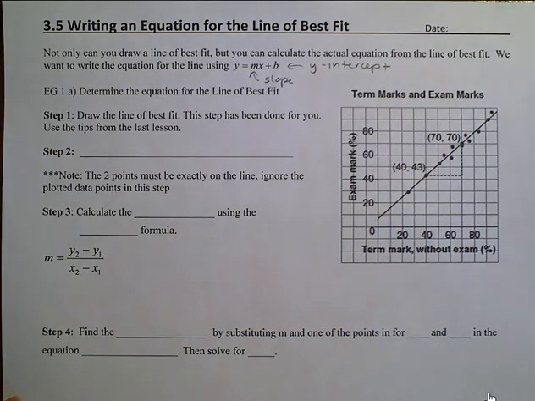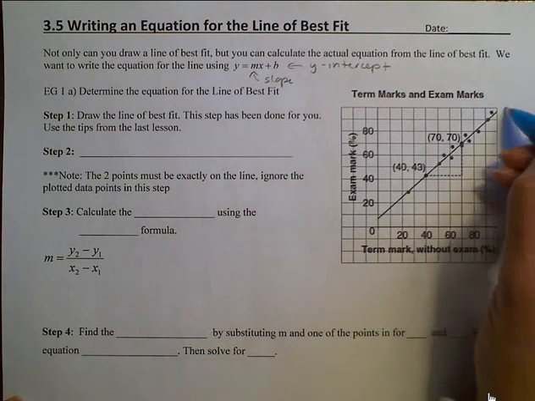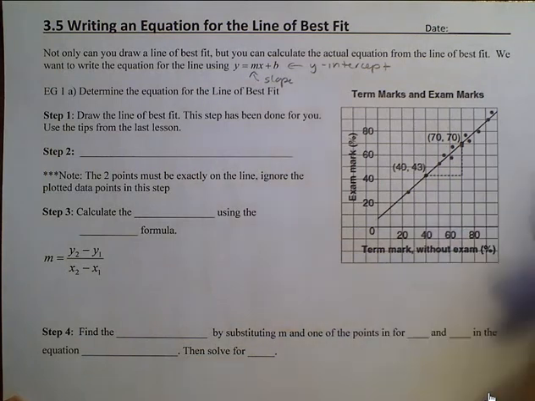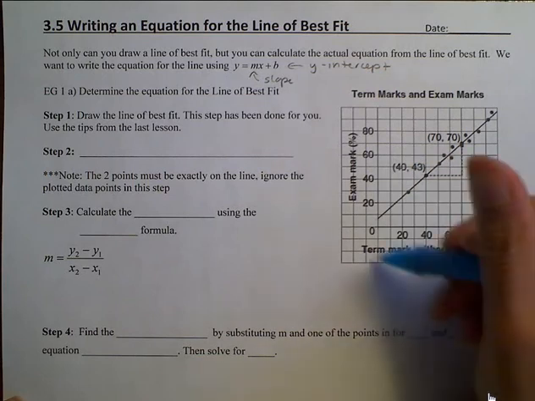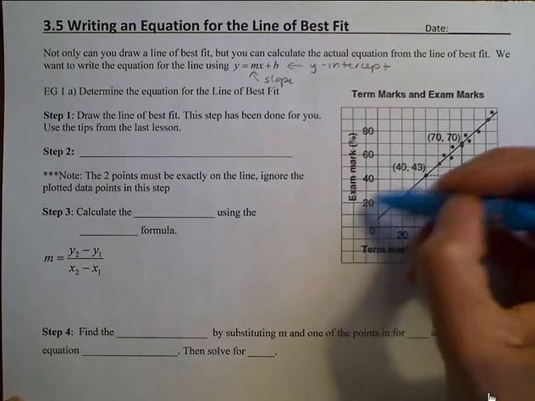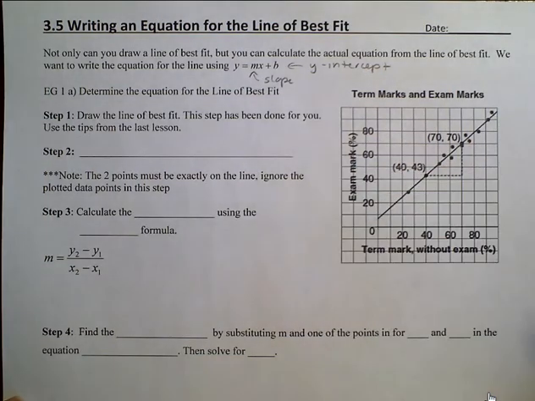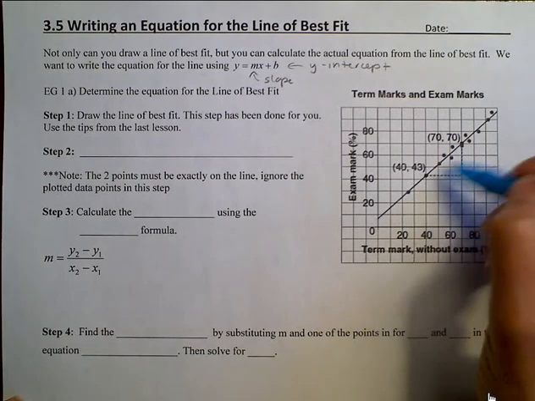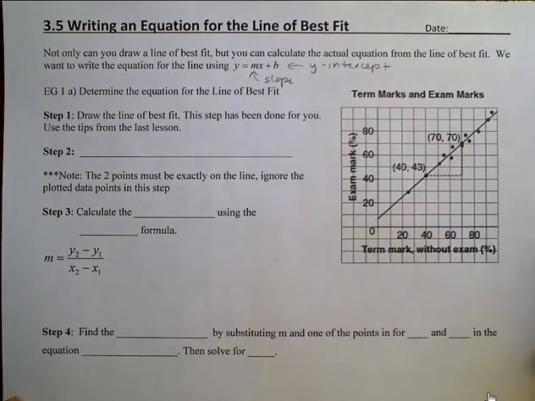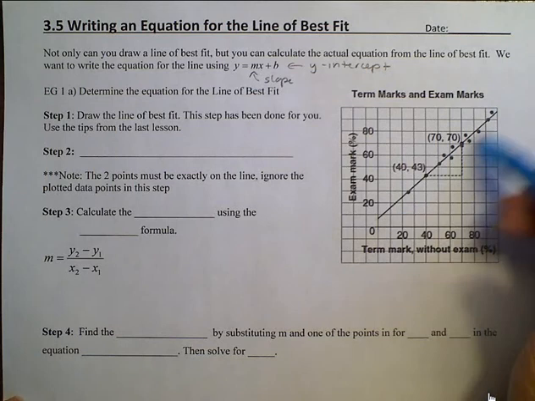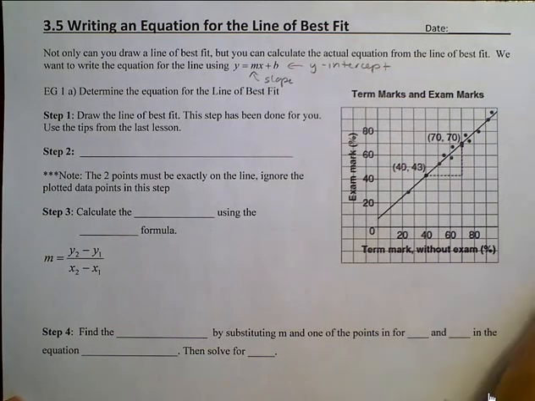Okay, so in example 1a, we want to determine the equation for the line of best fit. Now to save time, this line of best fit was already drawn. So if you had to do all this work on your own, you would start by making a scatter plot, figuring out what goes on the x-axis, which would be the independent variable, and what goes on the y-axis, which would be your dependent variable. You'd plot all your points that were given from a table, or maybe you've collected your own data, and then you draw your scatter plot. Then you would follow the steps from the last lesson, 3.4, and you draw your line of best fit.